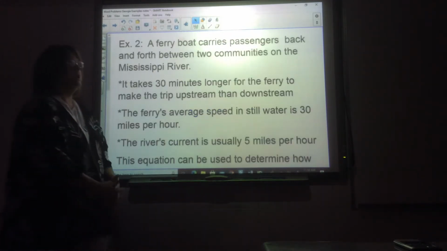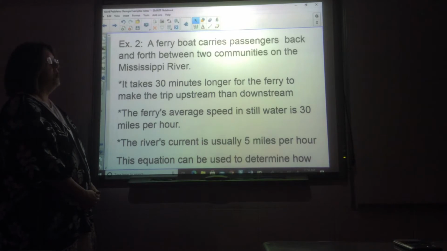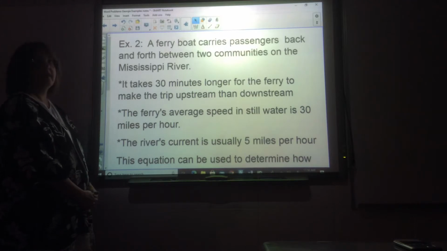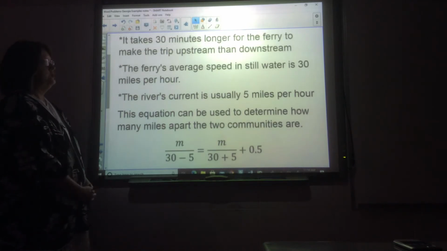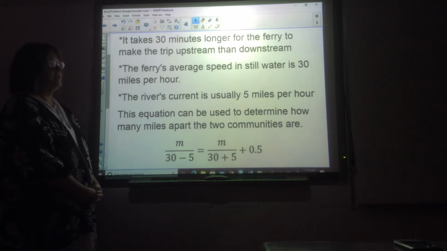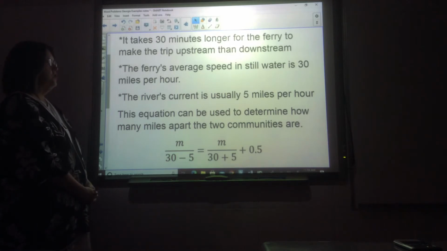A ferry boat carries passengers back and forth between two communities on the Mississippi River. It takes 30 minutes longer for the ferry to make the trip upstream than it does downstream. That's because upstream is fighting against the current. The ferry's average speed in still water is 30 miles per hour. They tell you what it is if you're not doing anything and it's just moving along and there's no current. The river's current is usually 5 miles per hour. So they tell you how much it is per hour.